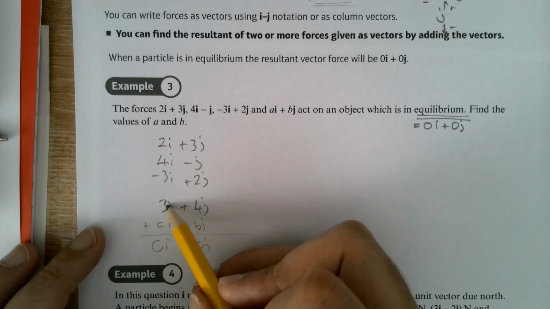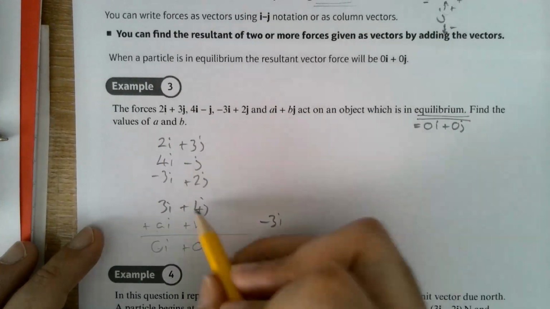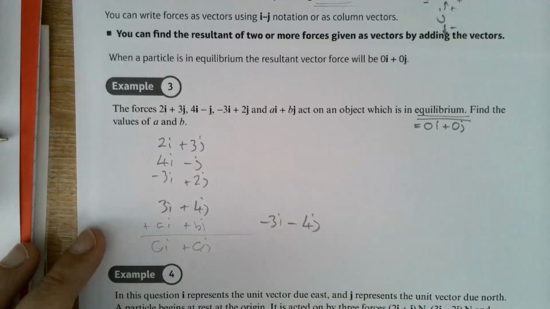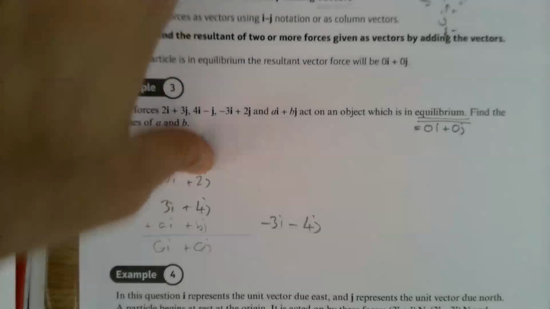Well, what do I need to add on to 3 to get 0? It means that a must be minus 3. What do we need to add on to 4 to get to 0? It means that j must have a coefficient of minus 4. So that's all you're doing. Okay. Right, example 4.